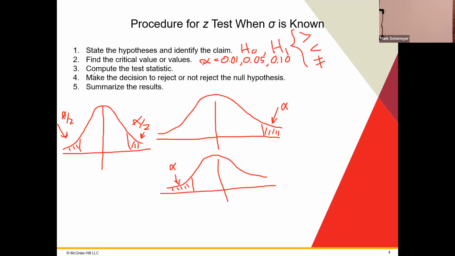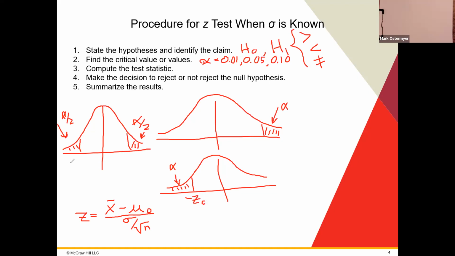All right, step number 3, we're going to compute the test statistic by using our formula that we've seen on the other page. Our z-test statistic is going to be the sample mean minus the purported unknown population mean under the null statement, divided by the standard error of the sampling distribution. That's your test statistic. In step number 4, we then determine in what interval our test statistic falls by comparing it to our critical z value.